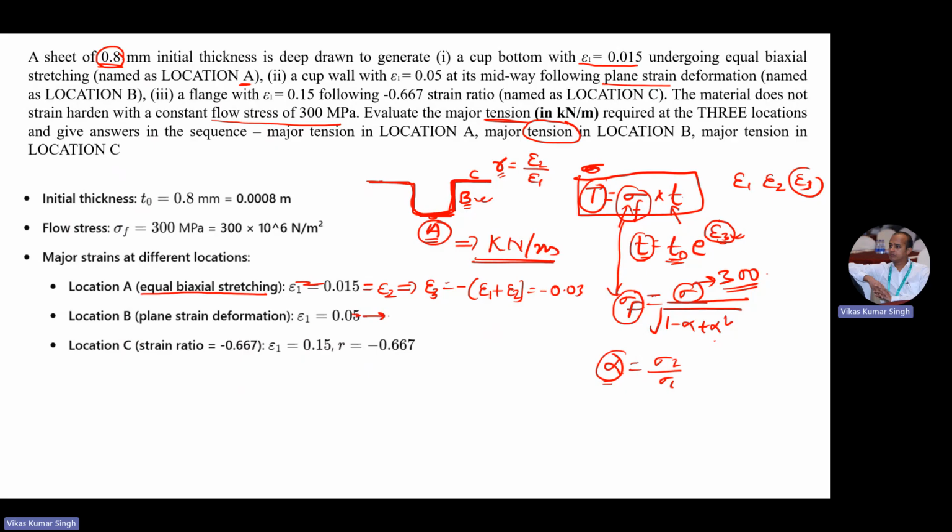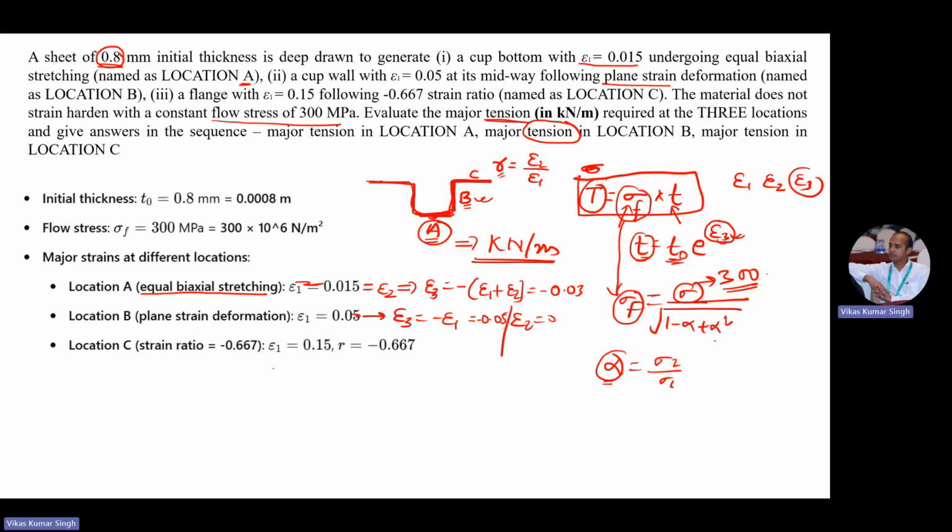So in this condition, what will be epsilon 3? In this condition, epsilon 3 will be minus of epsilon 1. Why? Because this is the plane strain condition, and only two strains will be there. So epsilon 2 will be 0 in this condition. So epsilon 2 I am keeping here as 0, and epsilon 1 will be 0.05, which is given.